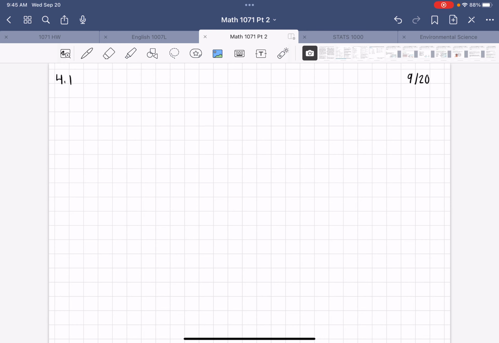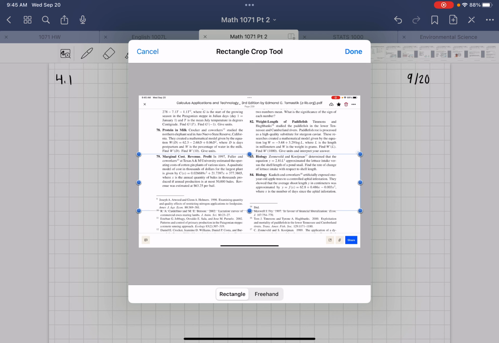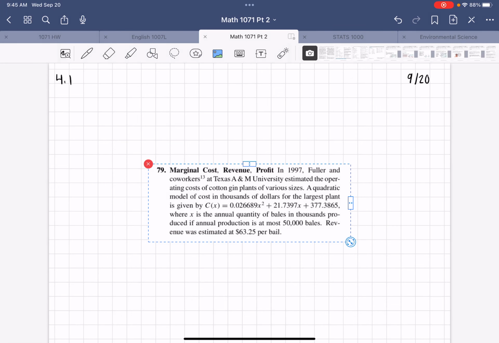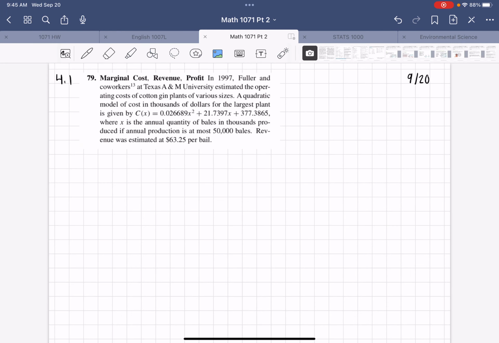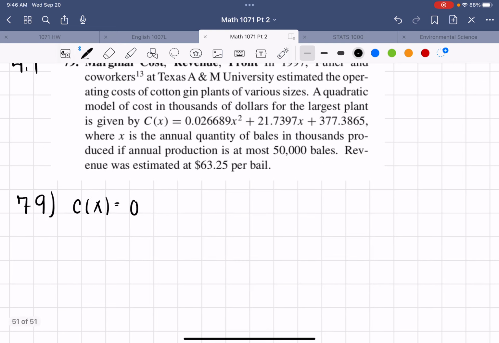where x is annual quantity of bales in thousands produced, if average projection is at most 50,000 bales. Revenue is estimated. Now revenue is easy. That's saying that you can sell each bale for $63.25. And you are selling x of them. So they asked for marginal cost.